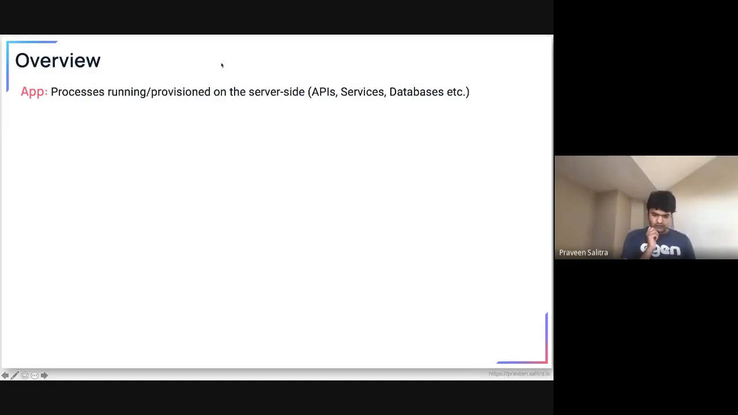And the other thing is, whenever I say app here, what I mean is a long-running process, usually provisioned on the server side, whether those are your APIs, your batch services, your databases, or other processes running on the server side. All of these principles will be applicable to those apps, but a few of them will also be applicable to your mobile apps or your web apps.